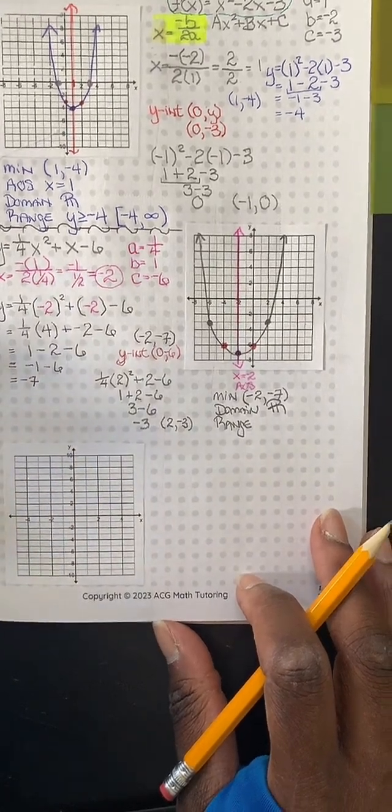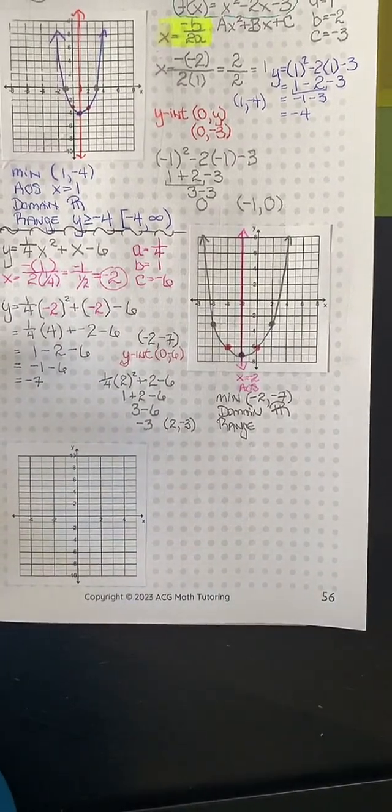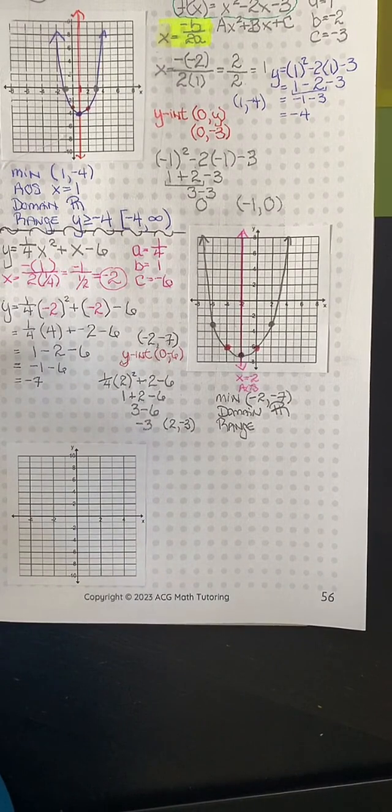Okay, so what would be my range? Melissa's saying -7 to positive infinity, and she's putting the bracket with the -7.